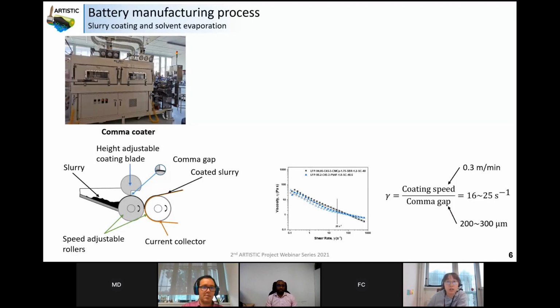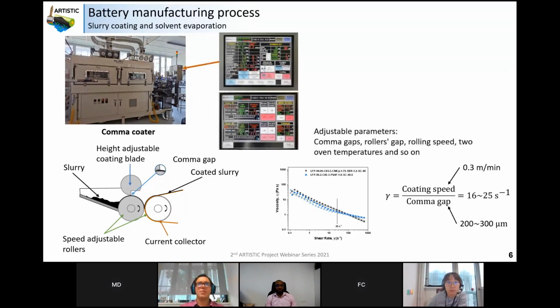After casting on the current collector, the electrode with the current collector will pass through two ovens. We can change the temperature of the two ovens here. In the panel, we can also change other parameters like the roller gap and the rolling speed. The evaporation of the solvent in the slurry can influence the microstructure of the electrode.